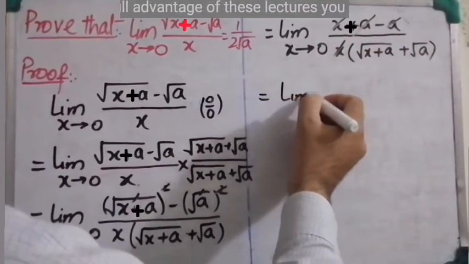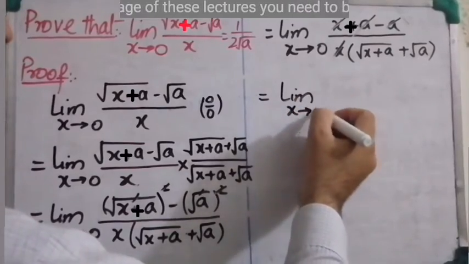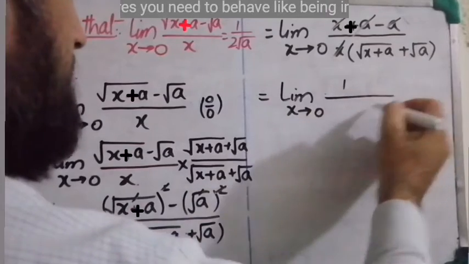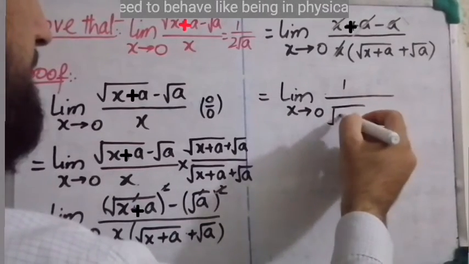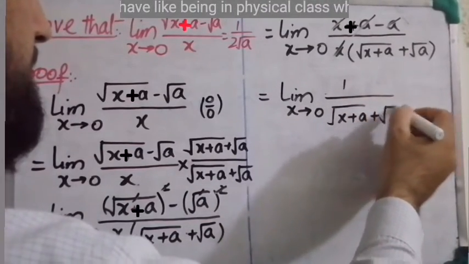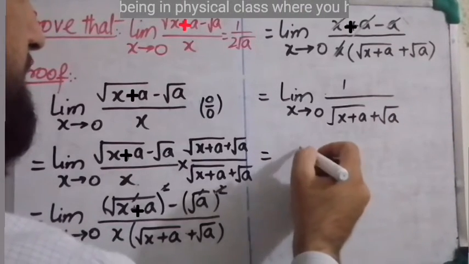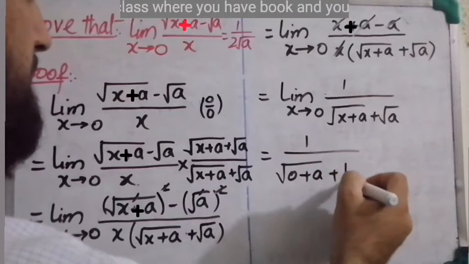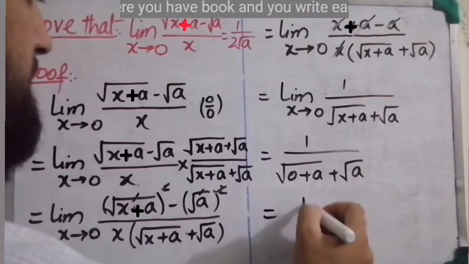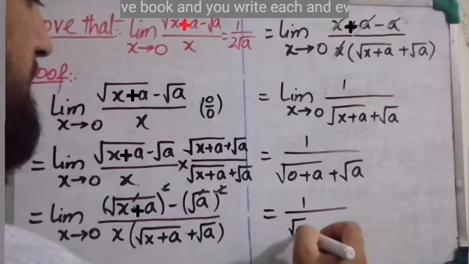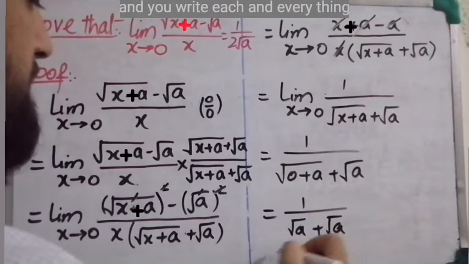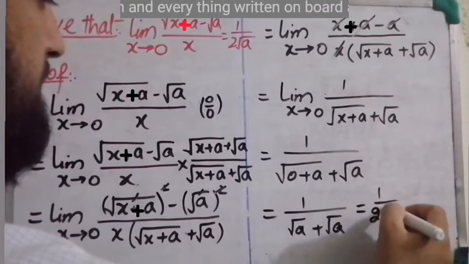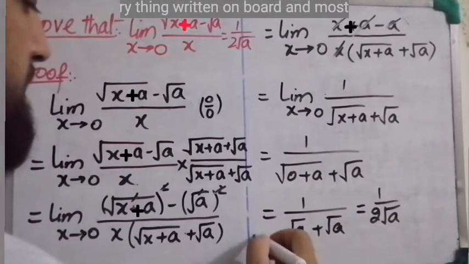The a's in the numerator cancel each other due to addition and subtraction. The x from the numerator cancels the x from the denominator, and what we have left is 1 in the numerator and square root of (x plus a) plus square root of a in the denominator. Now we apply the limit. The limit tells us to put x equal to 0. If we substitute x equal to 0, it will be 1 by square root a plus square root a, which is 1 by 2 square root a, the answer of this limit.